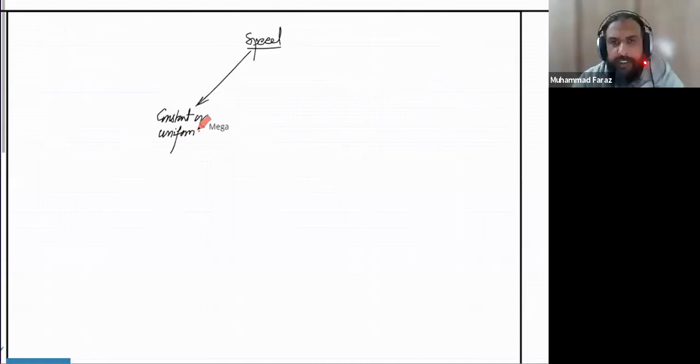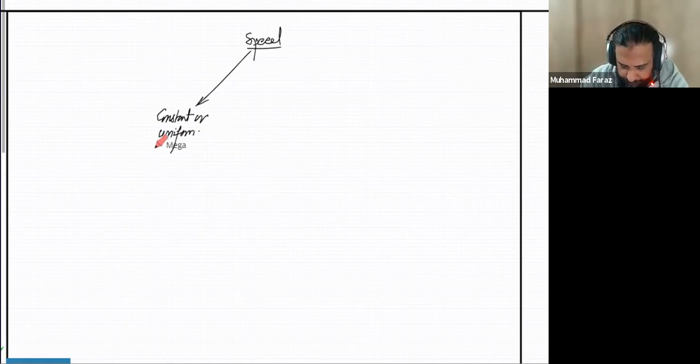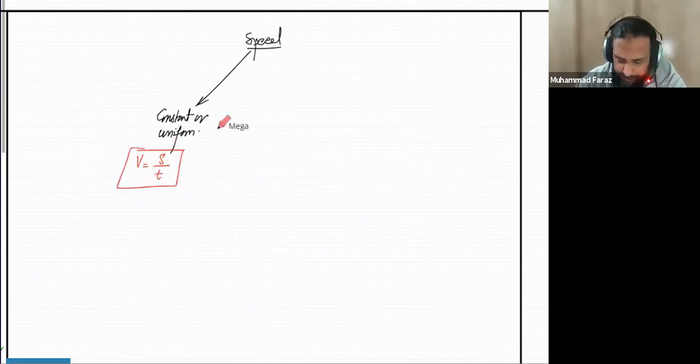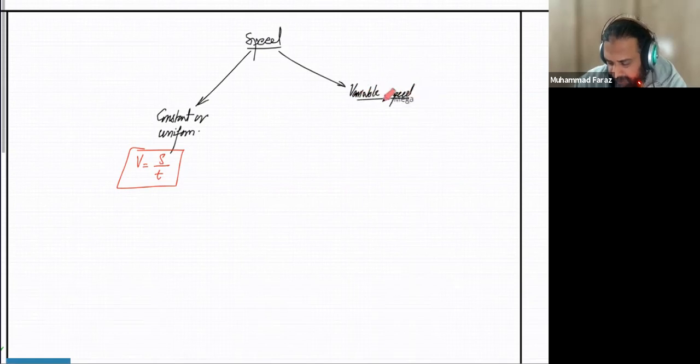it means we can use the formula speed equals distance divided by time, only if speed is constant. This formula can only be used if speed is constant. What if speed is not constant? Variable speed. Variable speed means speed changing.